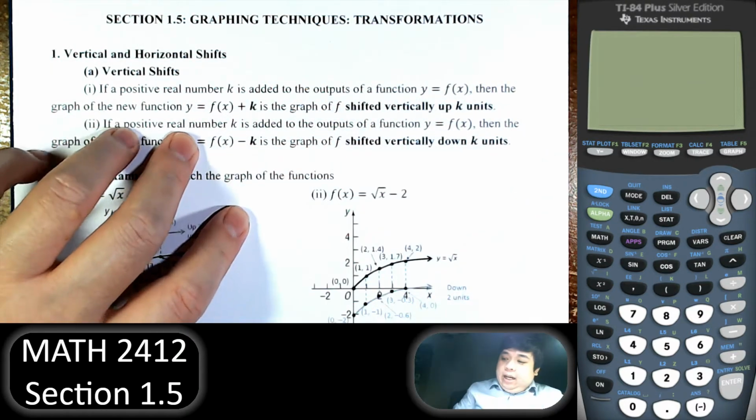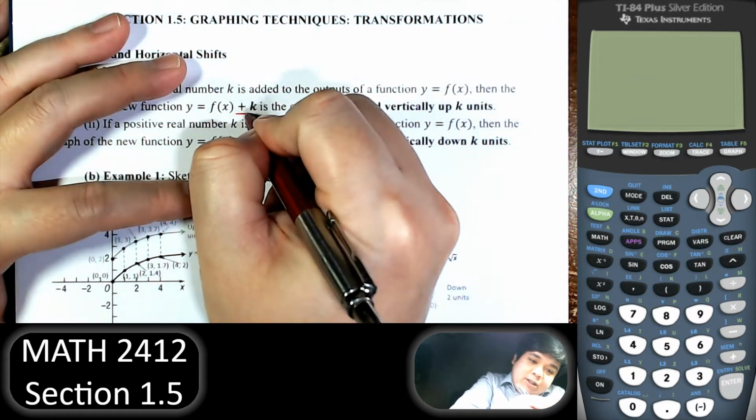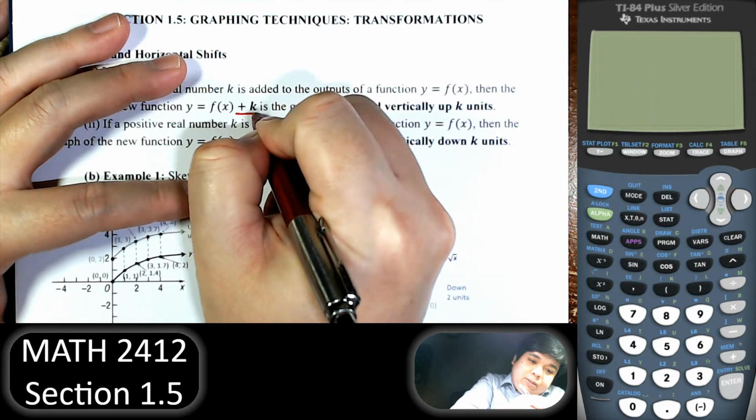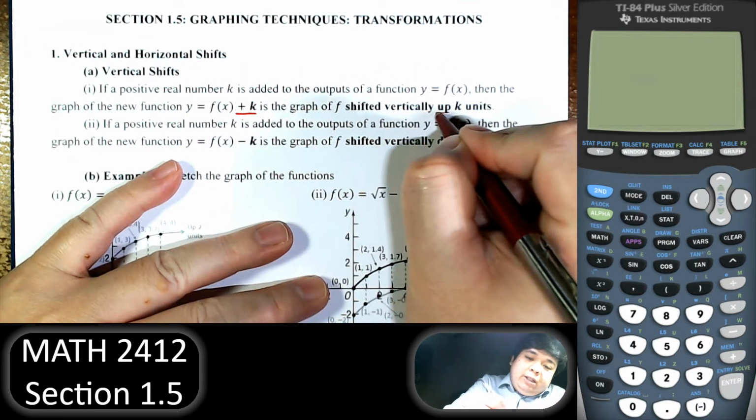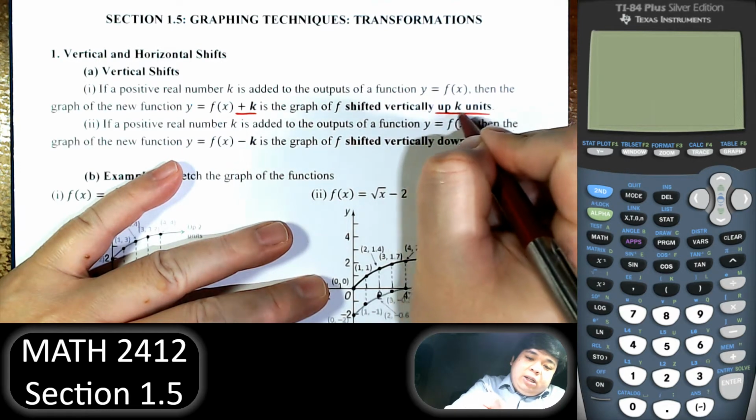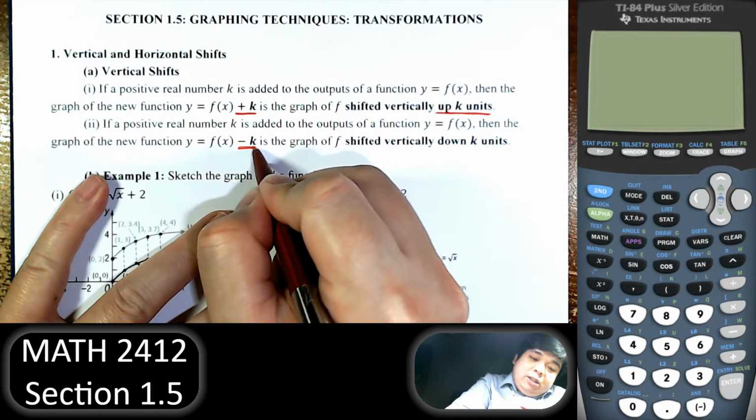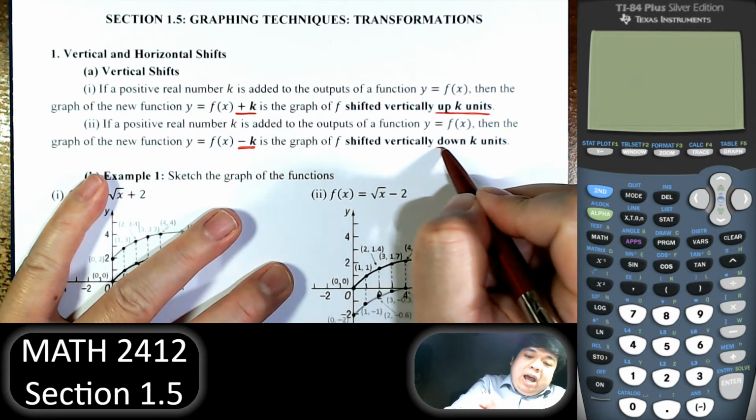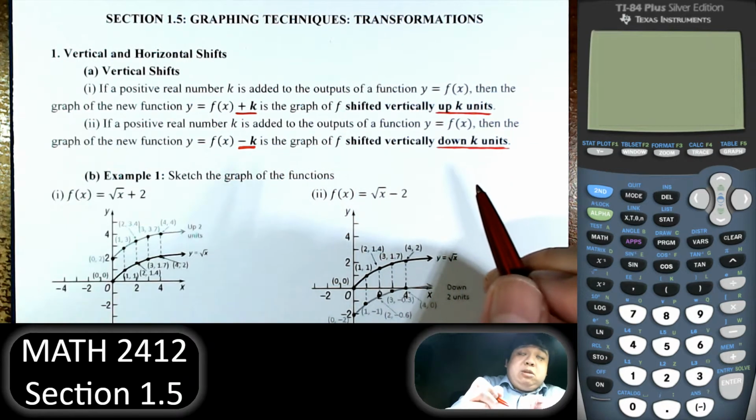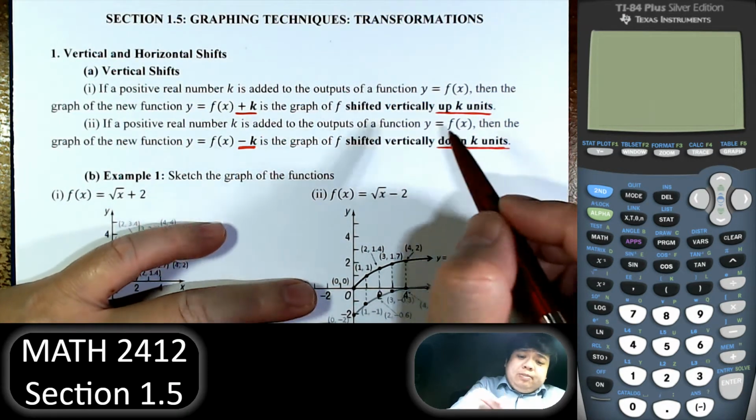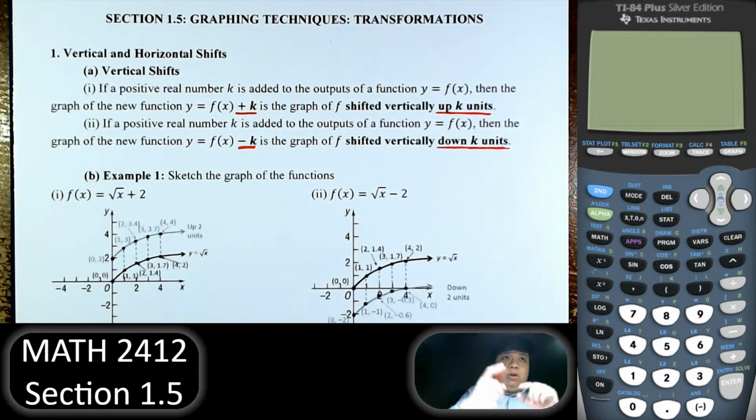Now, if we add a number to it, then we will move up k units, with k being positive. If we subtract the number, we will go down k units. Of course k is positive, and we do that so the shape of the graph will not change. We just move the graph up or down.